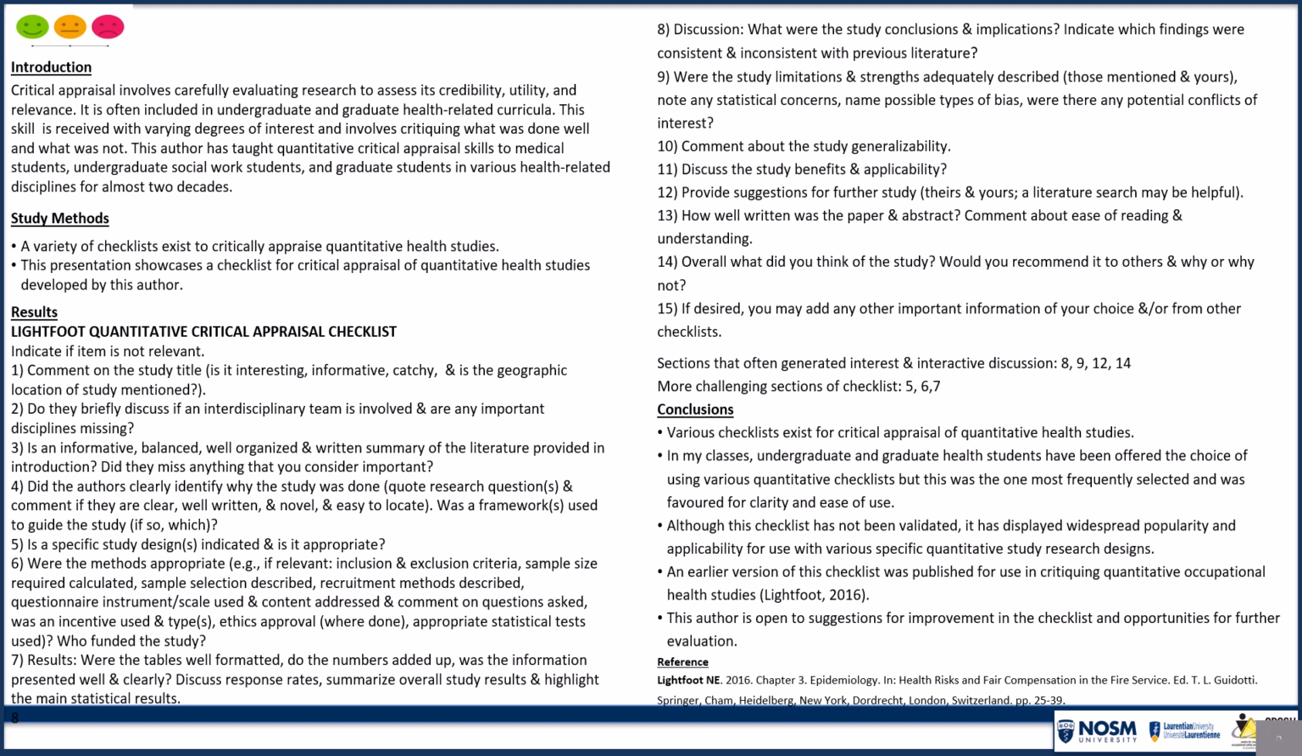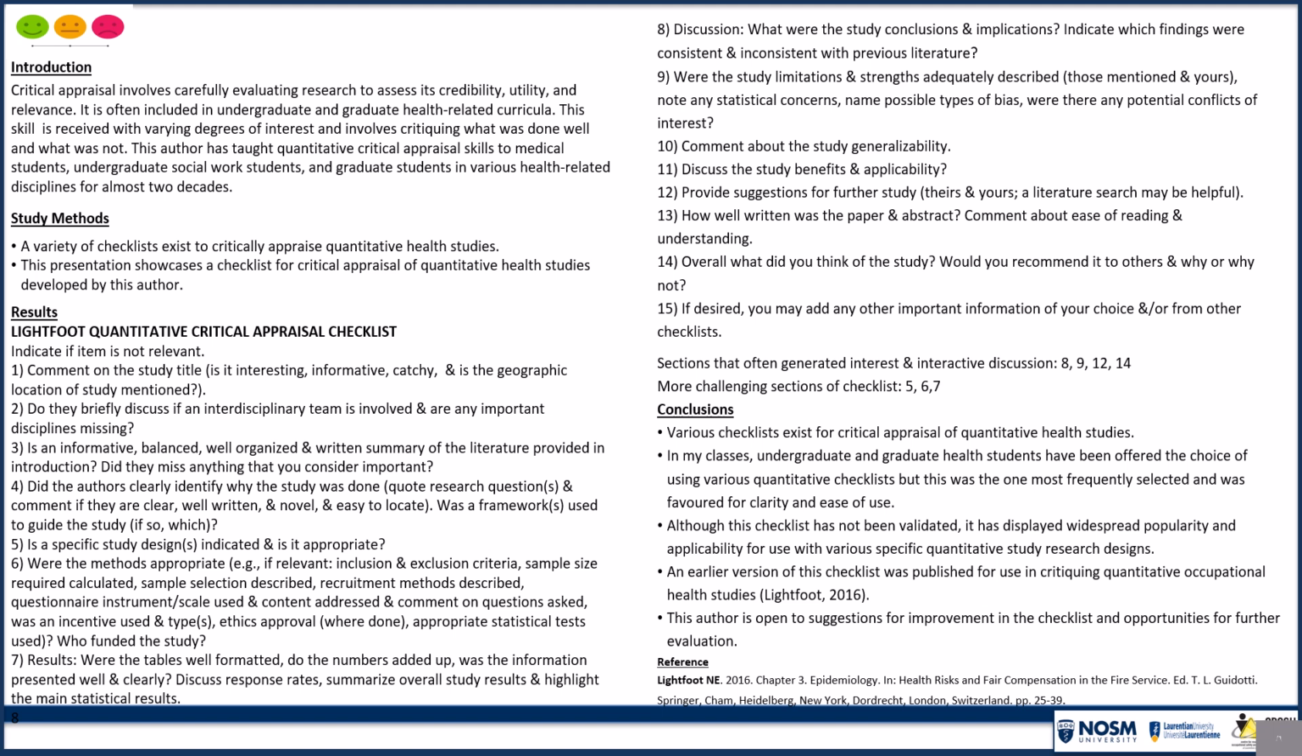Is an informative, balanced, well-organized, and well-written summary of the literature provided in the introduction? Did they miss anything that you consider important? Did the authors clearly identify why the study was done? Quote research questions. Comment if they are clear, well-written, novel, and easy to locate. Was a framework used? If so, which?